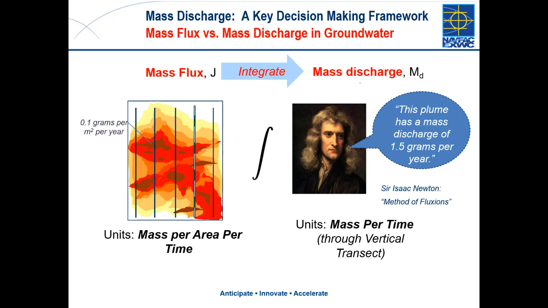He says that plume has the mass discharge of 1.5 grams per year.